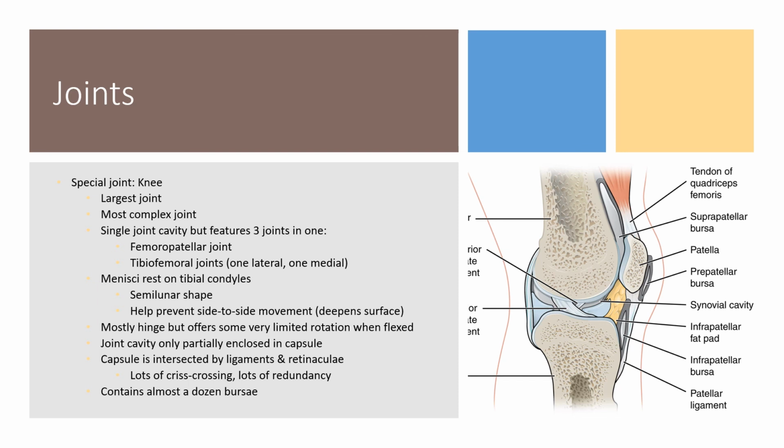The menisci that I was talking about rest on the tibial condyles, and the femoral condyles rest on those menisci and can help glide over it. And this is in addition to the articular cartilage on the femur.